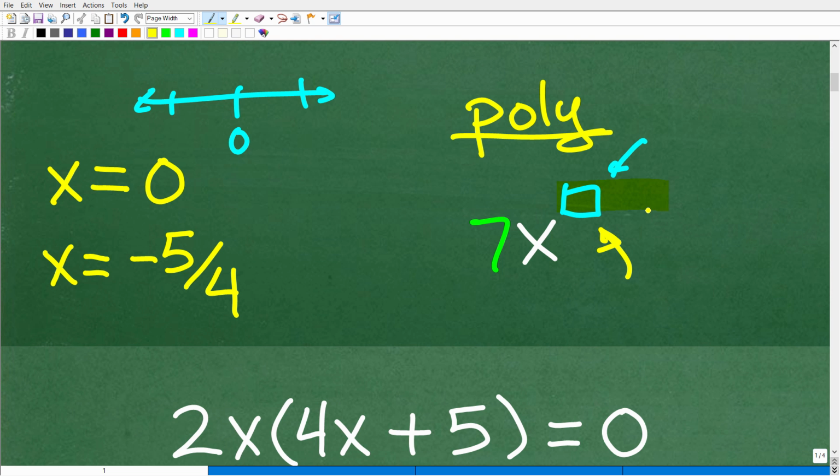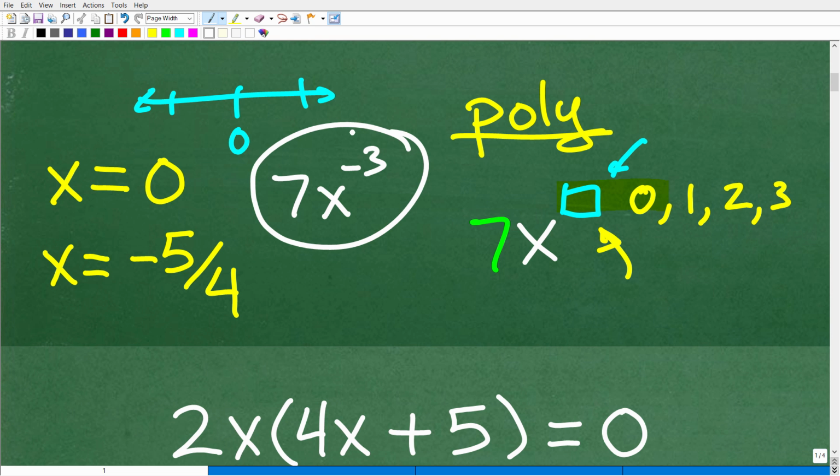So the exponents can be a positive integer or 0. So that would be technically what we call the whole numbers. So that would be 0, 1, 2, 3. We can't have any negative numbers. So in other words, if I had 7x to the negative 3 power, this is not a polynomial because the exponent here is a -3. This is something else.